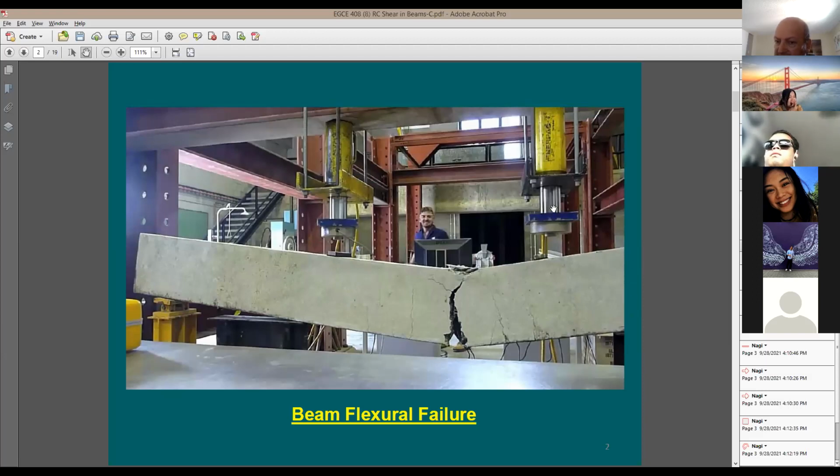And then you're testing it here, and then all of a sudden it fails in flexure. If it is not really strong in shear, it would have been failing in shear before flexure. But since we wanted to test flexure, you better make it strong in shear. Otherwise, it will fail in shear before it fails in flexure. Does it make sense?